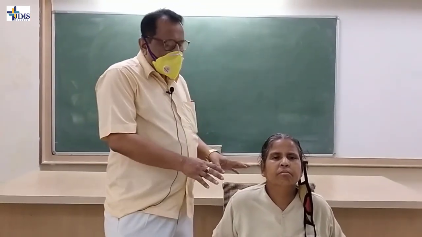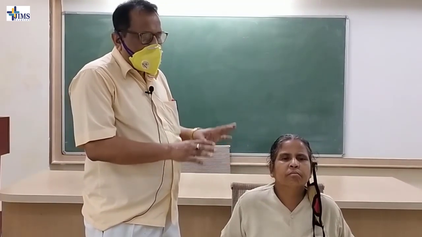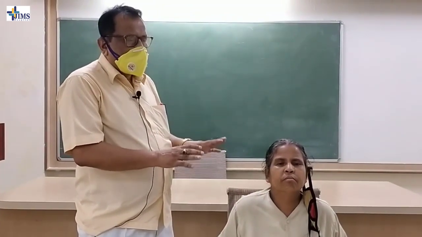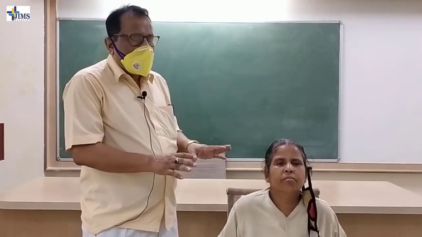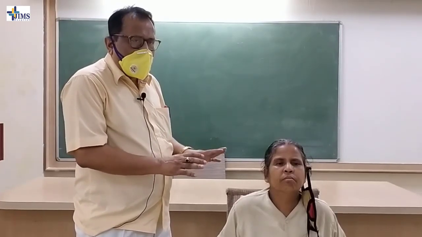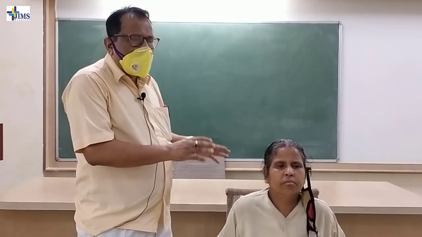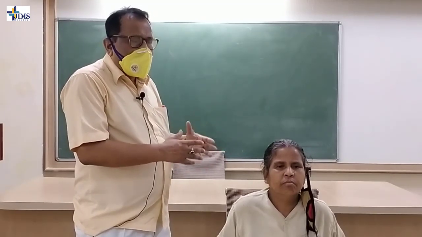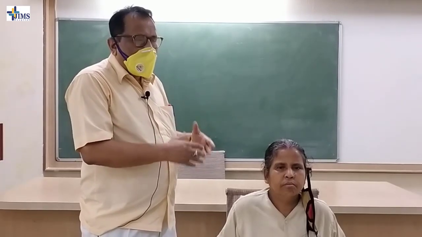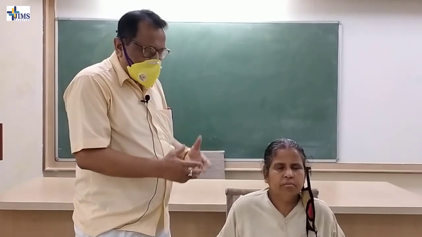So this is a case of treated hypothyroid. Her TSH was raised, but after taking 75 microgram of eltroxin, she is doing well. So she is a treated case of hypothyroid. Next day we will show you a patient of florid hyperthyroidism and a patient of goiter. Thank you.